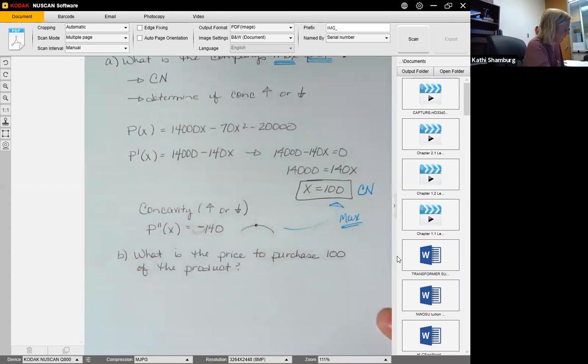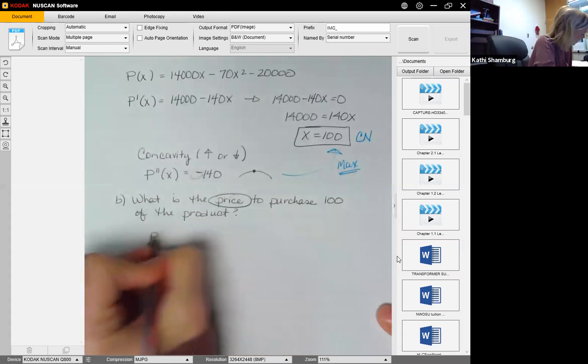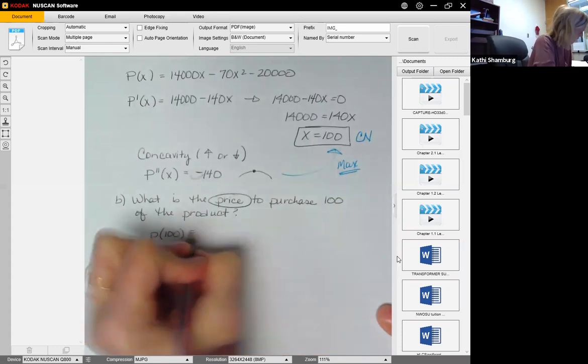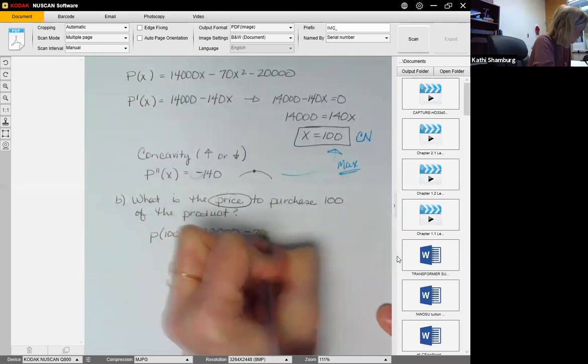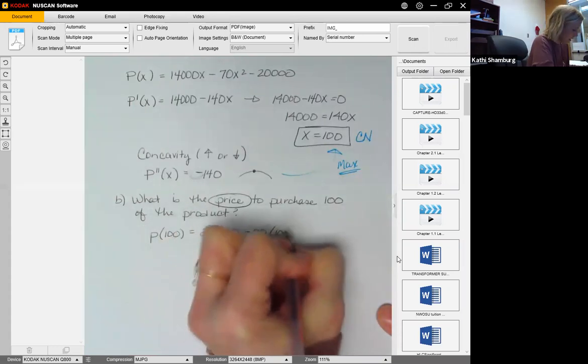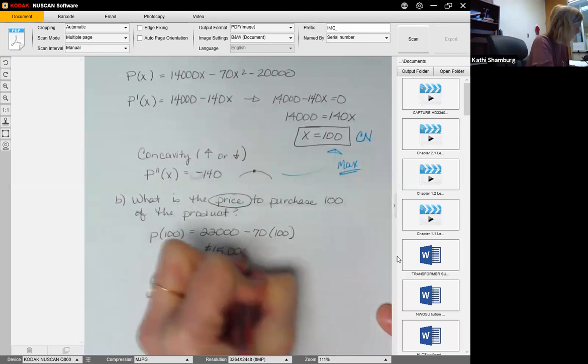And so we go back to our given price function and do P of 100, and that was 22,000 minus 70x, which gives us $15,000.